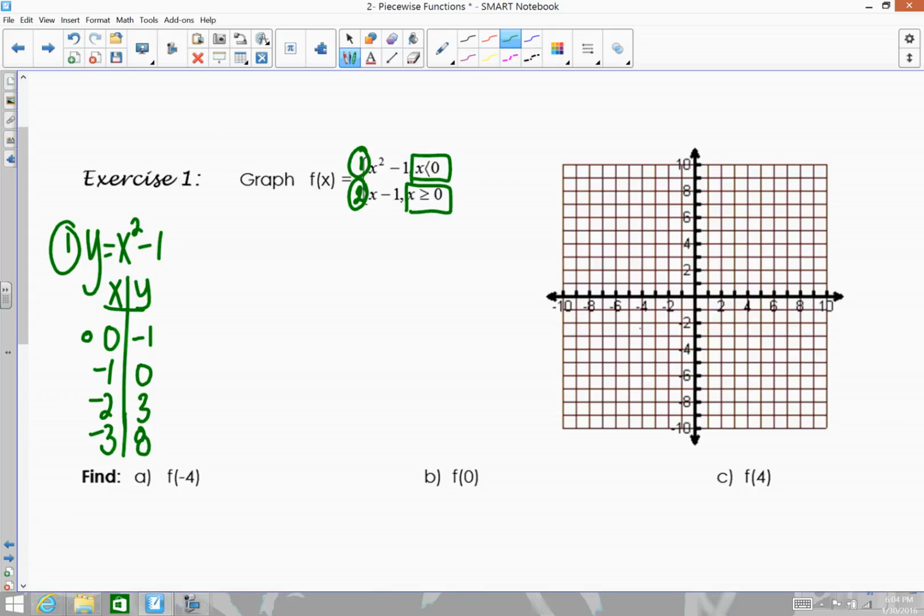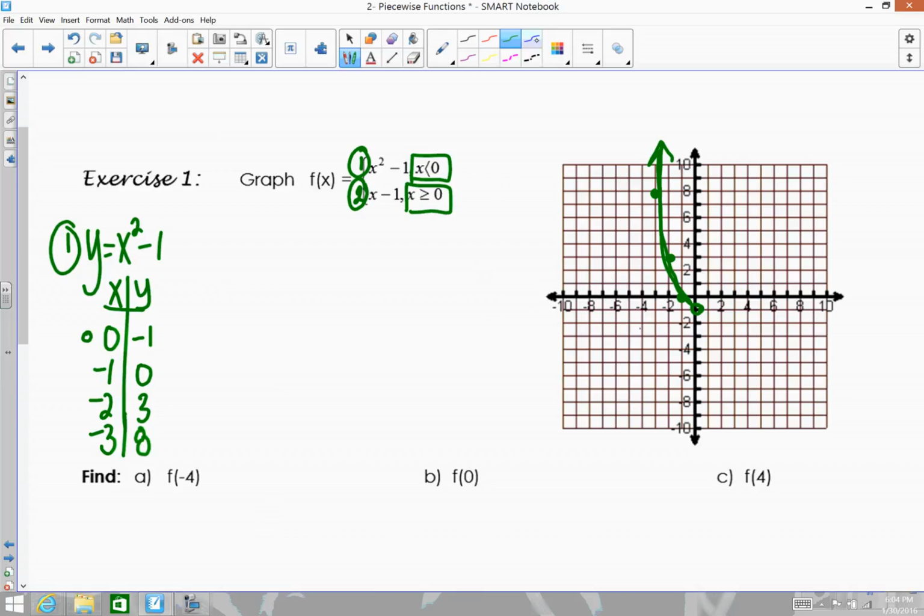So go ahead and plot these. So 0, negative 1 is an open circle. Negative 1, 0. Negative 2, 3. And negative 3, 8. And remember, we saw an x squared, so we should be thinking that this looks like a parabola, which it does. And I have an arrow going to the left because I want when x is less than 0. So I want to include values on the left-hand side.